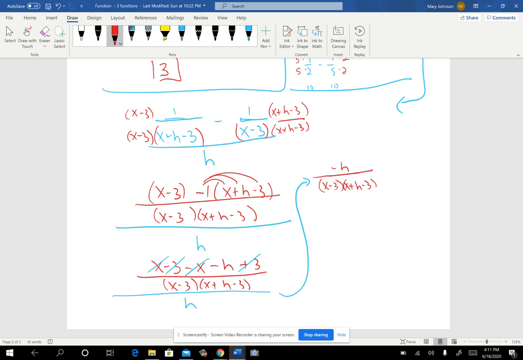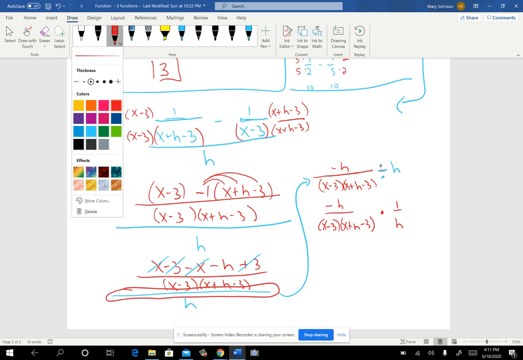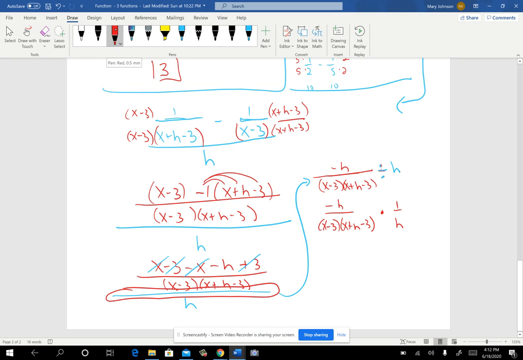And then I want you to think about this. See this fraction bar right here? That's the same as division. When you have that h down there, it's like you now have to divide by h. So I'm going to change it to divide by h. And so remember how when you're dividing fractions, you keep, change to multiplication and then flip. So that becomes -h.